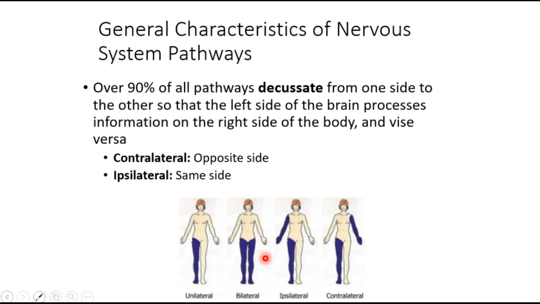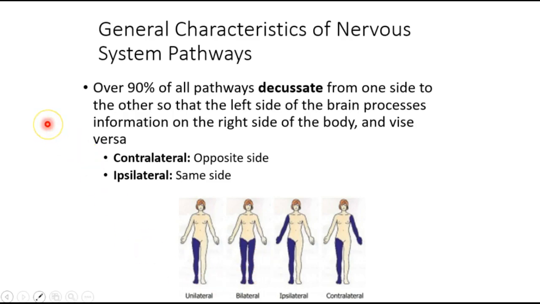Most of our pathways decussate. That means they cross from right to left or left to right. We are bilaterally symmetrical, so we will have pathways on both sides, both of them decussating to the opposite side, always. So far, so good? Somebody define decussate. Crossing the midline, good.